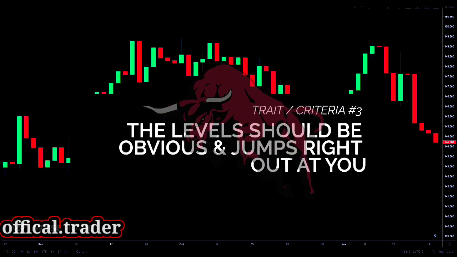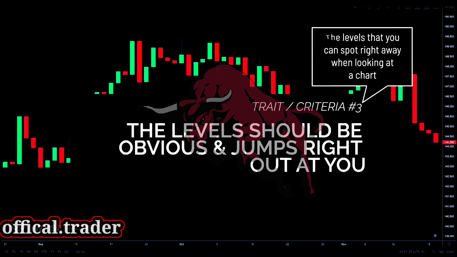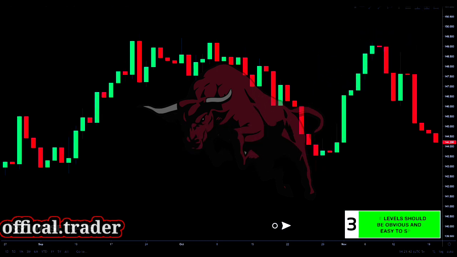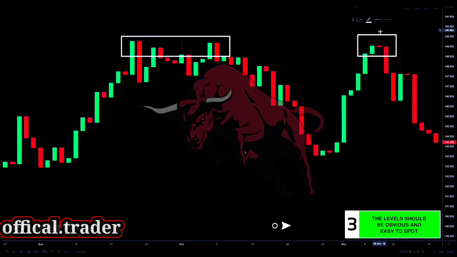Trait number 3 is very key. The level should be obvious, meaning the level should jump right out at you, and you should be able to spot them right away. So here in the pound yen, you can see the very obvious levels. Price came up, hit, and reversed, giving us a clear level of resistance. And again, it is very obvious and you can spot it right away.